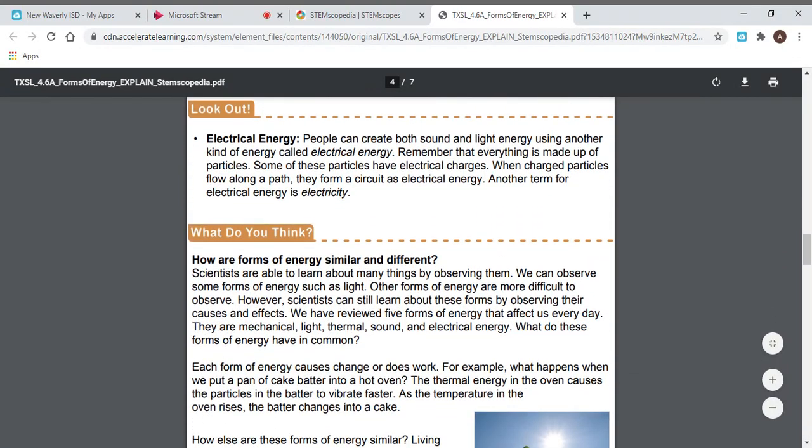So looking at electrical energy. People can create both sound and light energy using another kind of energy called electrical energy. Remember that everything is made up of particles. Some of these particles have electrical charges. When charged particles flow along a path, they form a circuit as electrical energy. Another term for electrical energy is electricity.